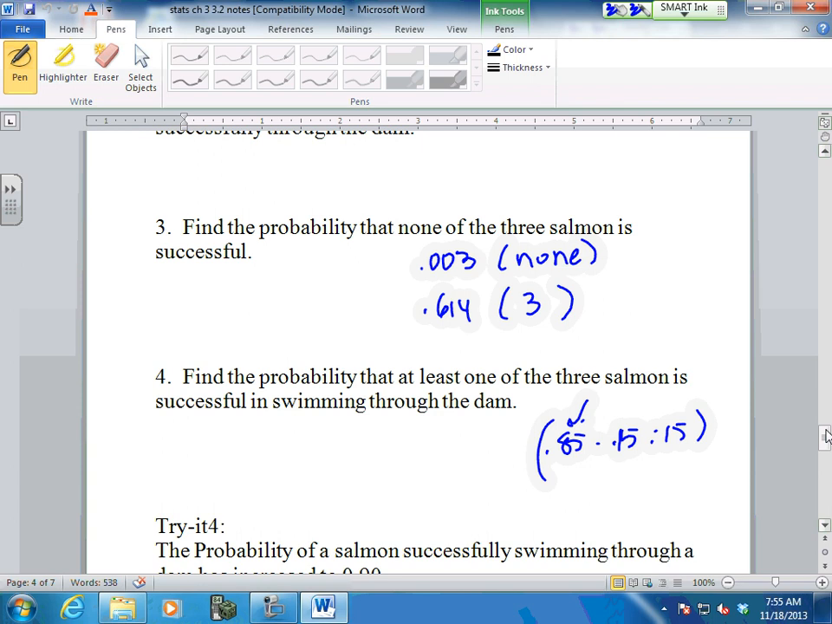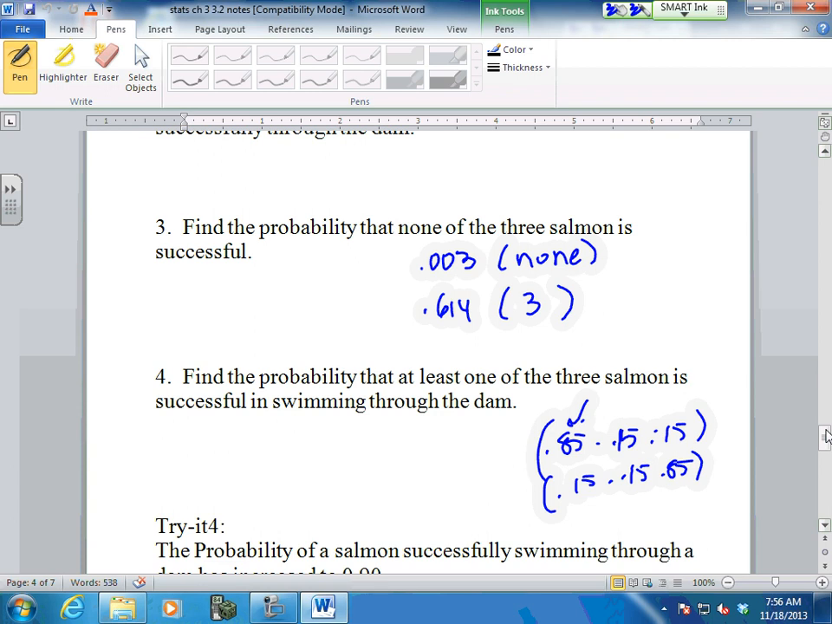What other conditions can exist? It says at least, so all 3 could go through. Or let's look at all possibilities. So 0.15 times 0.15 times 0.85. What's another possibility? Wait, isn't that the same thing? Yeah. It's going to give you the same results.